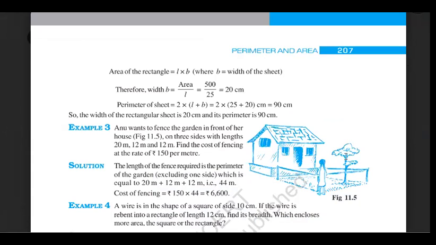Next question. Think about this. A wire is in the shape of square of side 10 centimeter. If the wire is rebent into a rectangle of length 12 centimeter, what is its breadth? Now think about this. Will the length of the wire, or total length of wire will change? Yes or no?